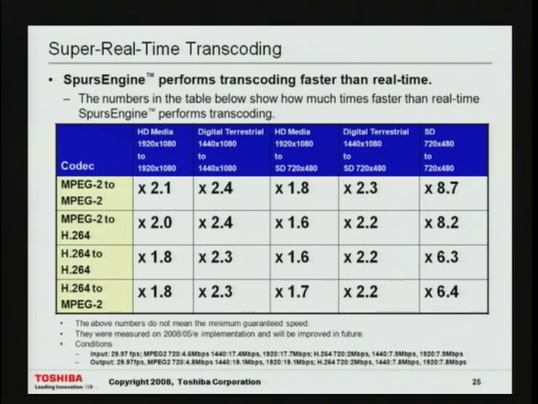This table shows the result of performance evaluation for various transcoding by SpursEngine. As you see, SpursEngine can transcode faster than real time, even for full HD video. It is hard to encode full HD H.263 format in real time using the latest high-end microprocessor, but SpursEngine can do it about twice as fast as real time. And these numbers mean one hour of SD contents can be transcoded in about 10 minutes. I think people who have experience in home video editing can understand how fast this is.